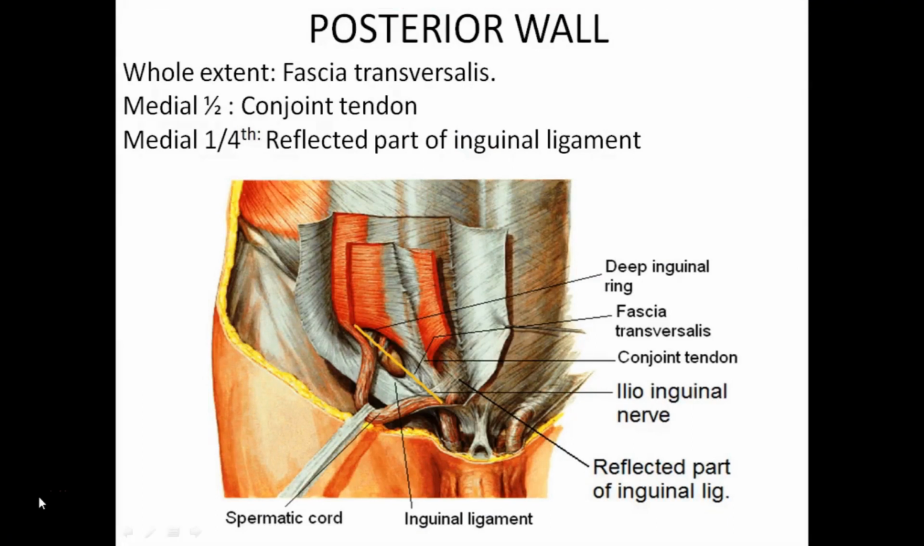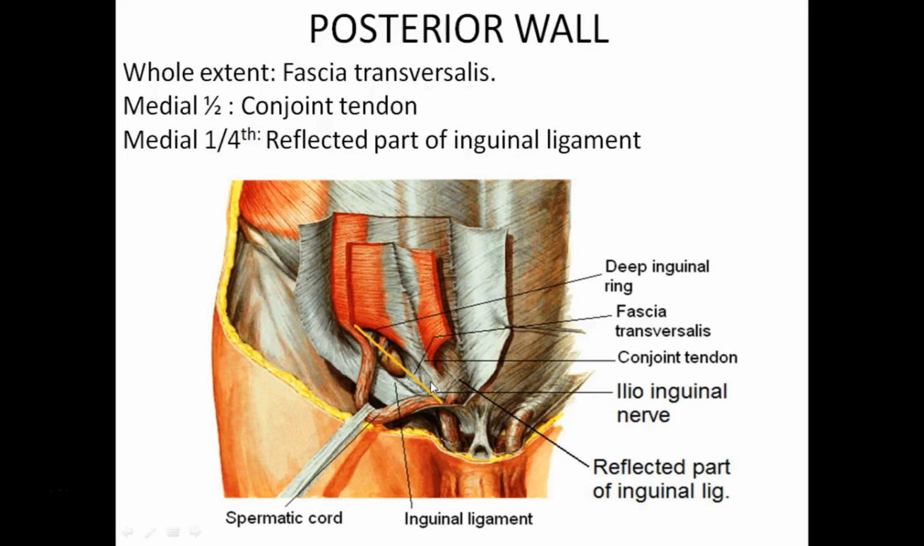Talking about the posterior wall of the inguinal canal, the whole extent of the posterior wall is contributed by fascia transversalis. So this is the part where we have fascia transversalis, and it is going to contribute for the whole extent of posterior wall of the inguinal canal. Now talking about the medial half alone, it is contributed by conjoint tendon. This conjoint tendon is formed by the aponeurotic fibers of both the transverse abdominis and the internal oblique muscles. Together they join and form a tendon-like area that we call conjoint tendon.